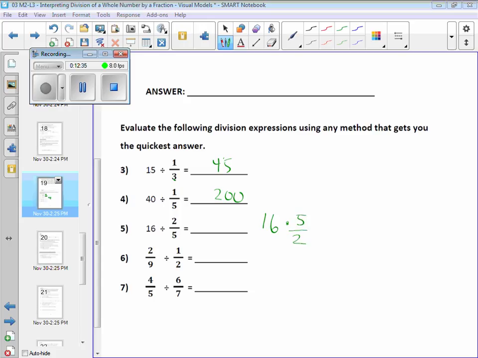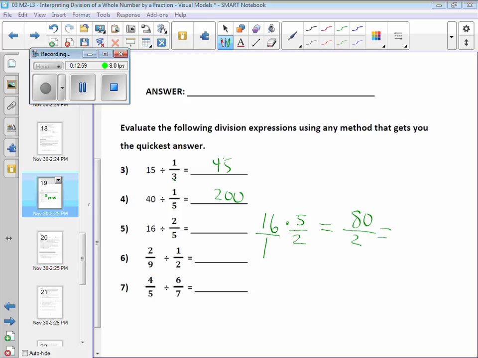The answer is not 80 anymore. It's not 16 times 5. What you need to now do is take the 16 times 5. That's going to make your 80, if your denominator is no longer 1. What is it? It's 2. And 80 over 2, when you change it back into a whole number, becomes what?